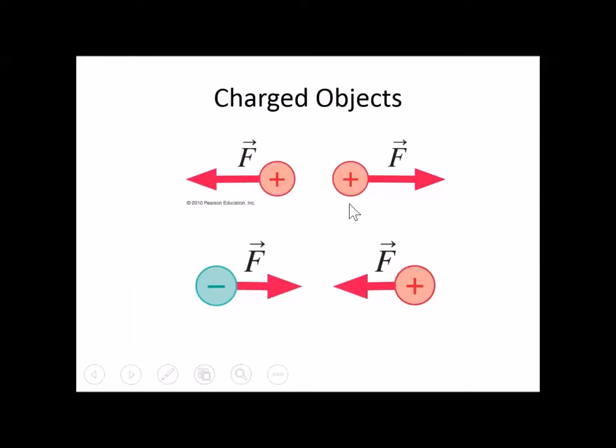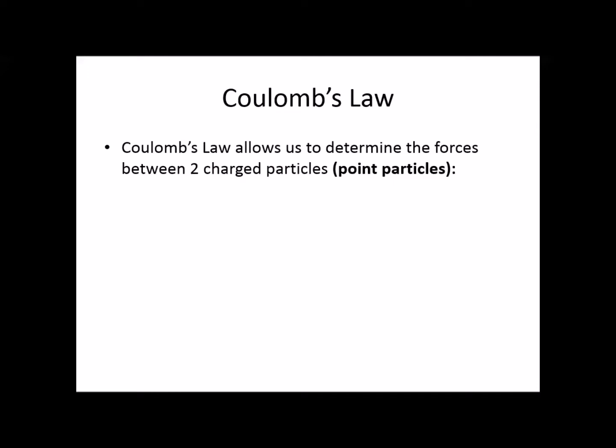We talked about how two like charges, like positive and positive, will push away from each other, and two opposite charges, like positive and negative, will pull towards each other. But how do we identify the value of the forces between two charged objects? To do that, we're going to use Coulomb's law. Coulomb's law lets us determine the forces between two charged particles. Coulomb's law applies to point particles.